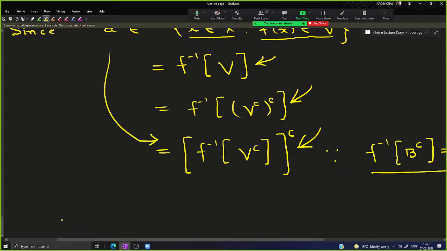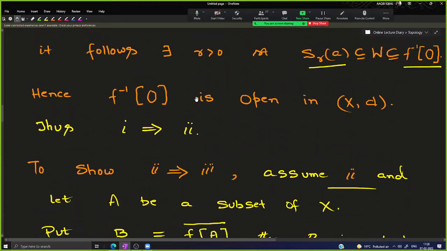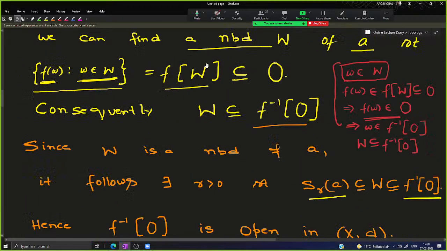Okay, now see one more thing. It follows by virtue of statement 4, which is our assumption here. If we invoke statement 4, what will follow? Statement 4 tells you that f inverse of a closed set is again a closed set, that is, f inverse of c is closed in x whenever c is closed in y.